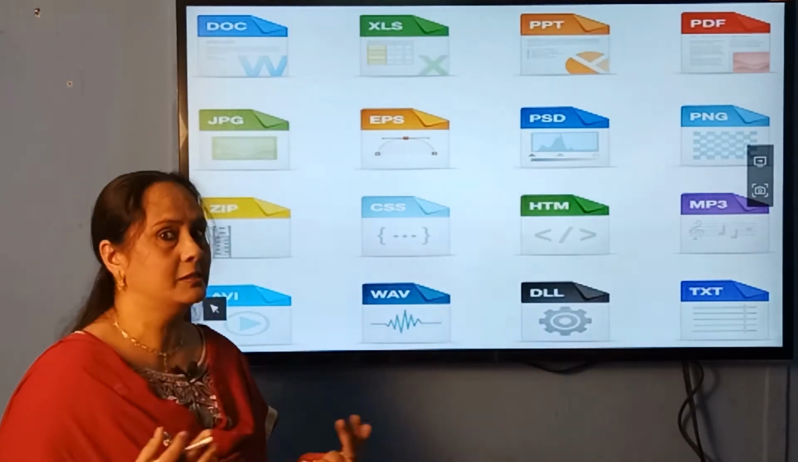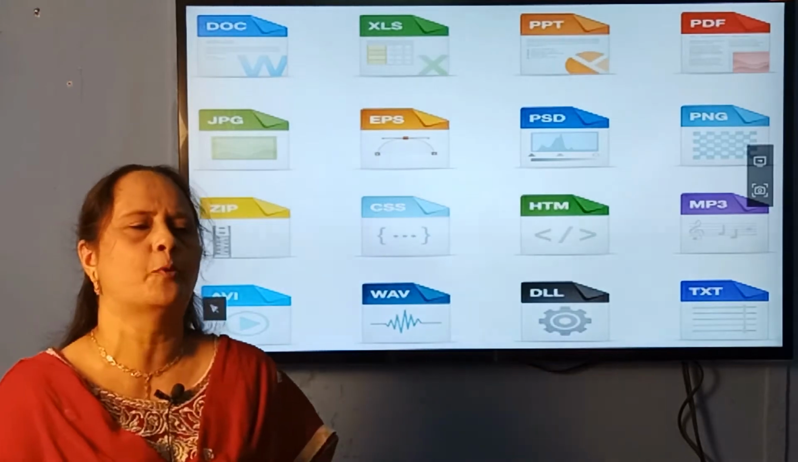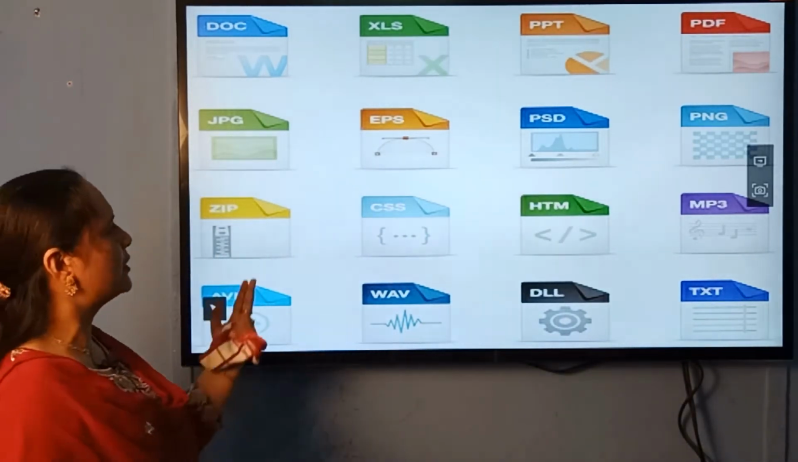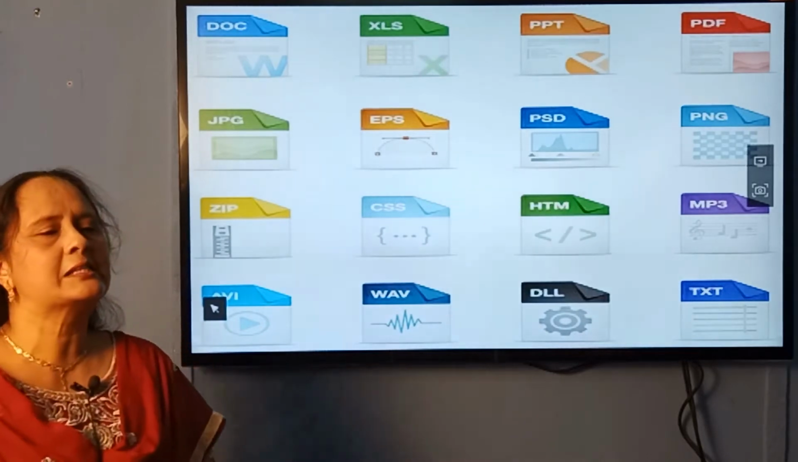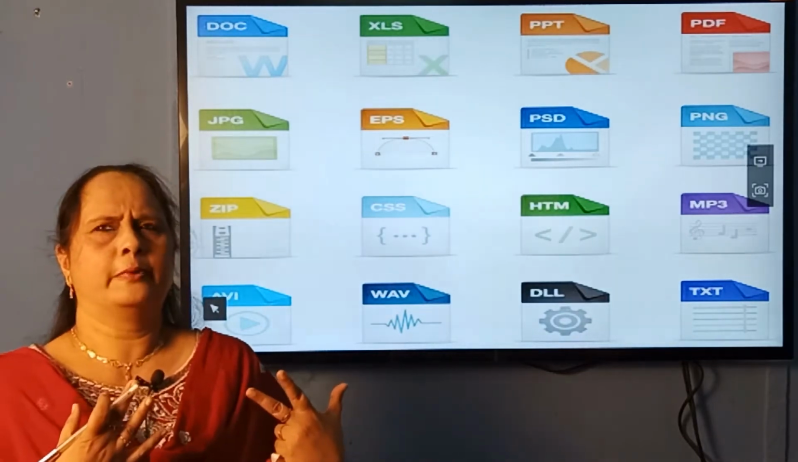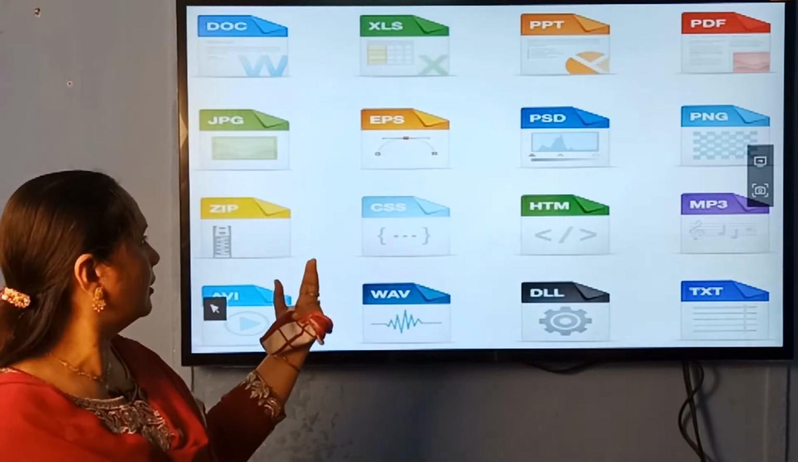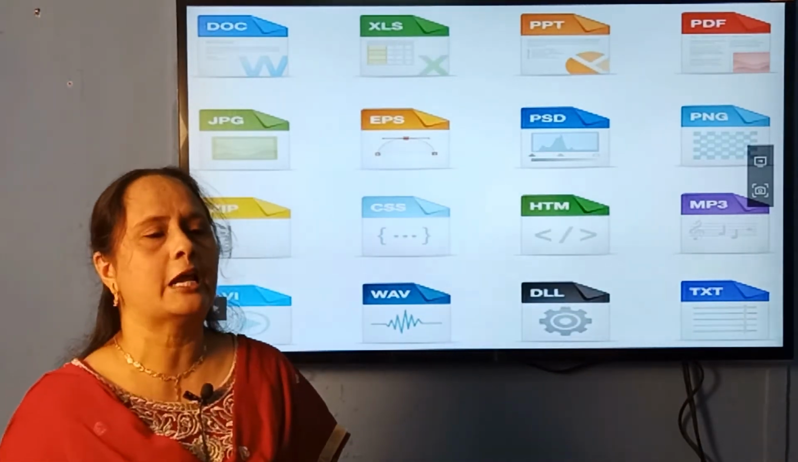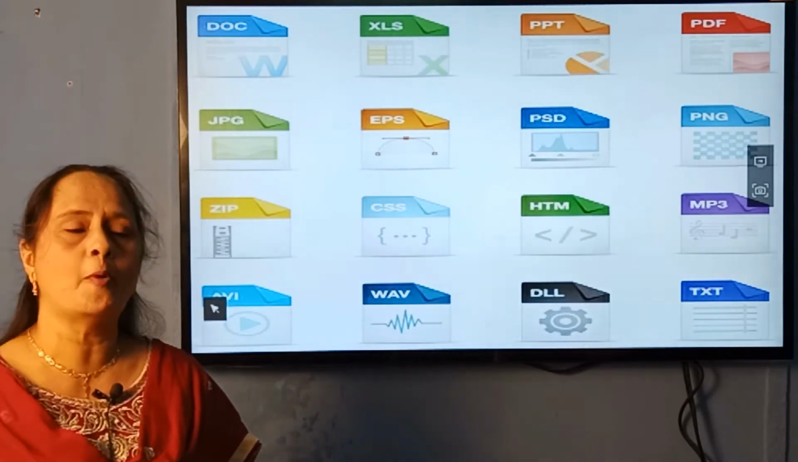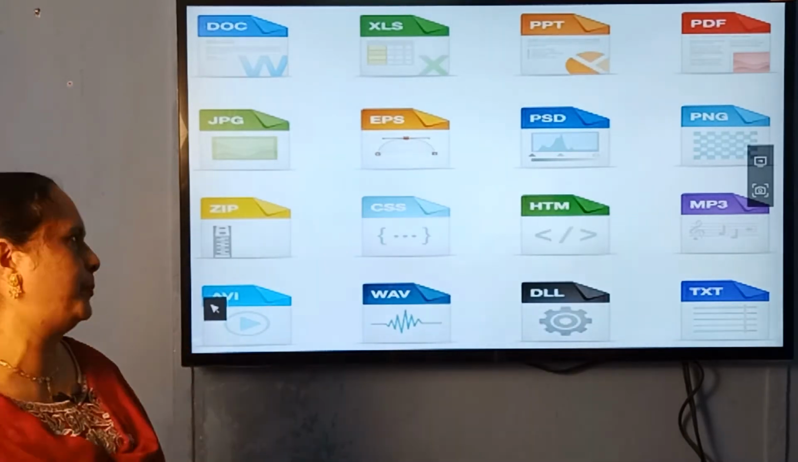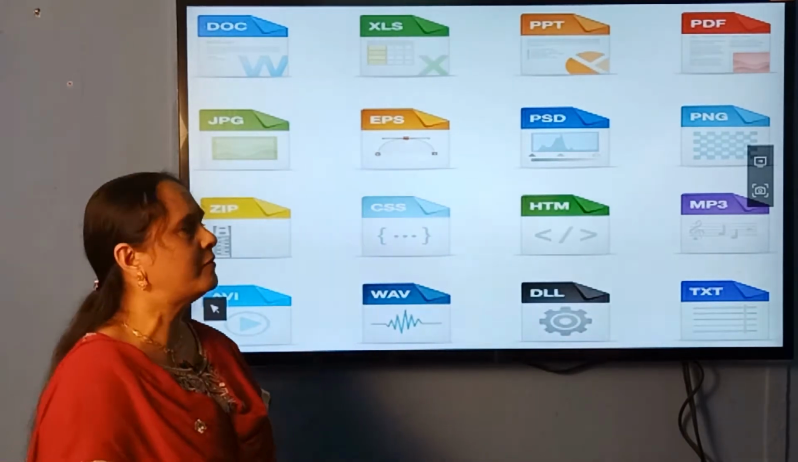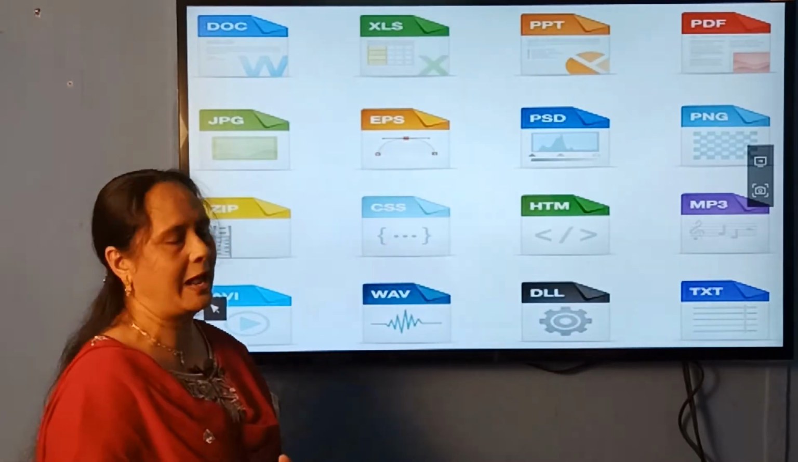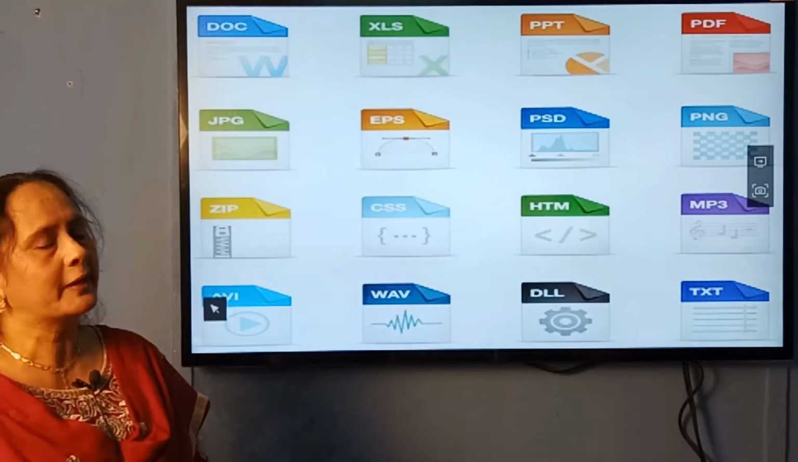Next, ZIP file. Zip file, you have heard it, isn't it children, which supports lossless data compression. Next one is CSS, that is Cascading Style Sheet. Here it is used to format the layout of your web page. Then HTML we know pretty well, it's Hypertext Markup Language. It is used to create the web page.